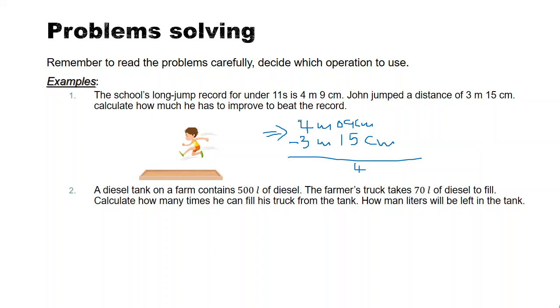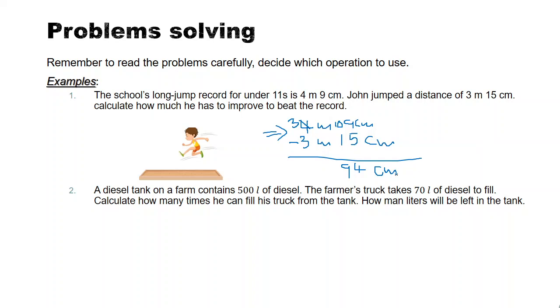Then you say 0 minus 1, that's not possible. Then come and borrow here. You have 3. Then you have 10. Now 10 minus 1 is 9. 3 minus 3 is just 0. That means you only need to improve, or the difference is just 94 centimeter.